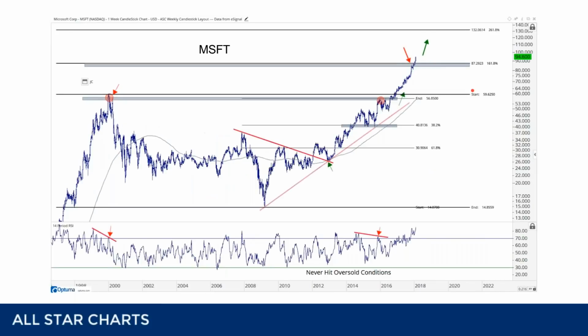Microsoft just now breaking out above the 161.8% extension of the 1999 to 2009 decline, and we're just now exceeding it. So the trade's simple. If we're above 87, we want to be long Microsoft. I think we go to 132.